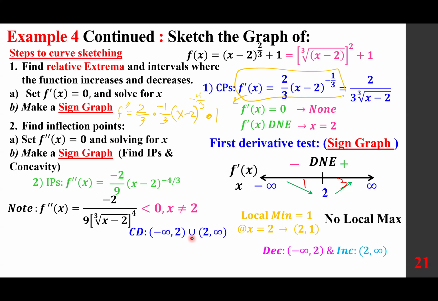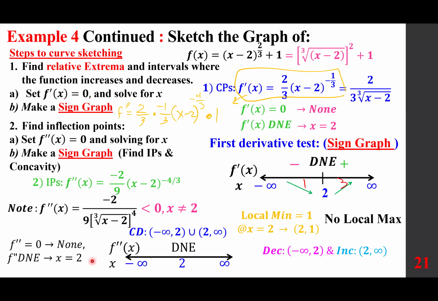You don't have to use the sign graph. But if you did, f double prime equals 0, none. F double prime doesn't exist, x equals 2. And if you do the sign graph, again, same thing, 1 and 3. When you put it here, nothing changes. This negative makes it negative on both sides. You really don't have to do that, because if you notice what I just mentioned, you're fine.